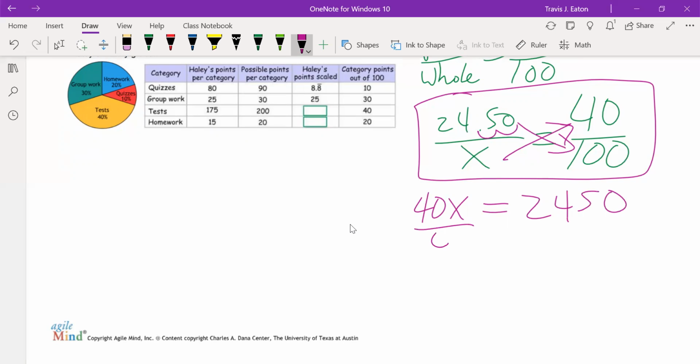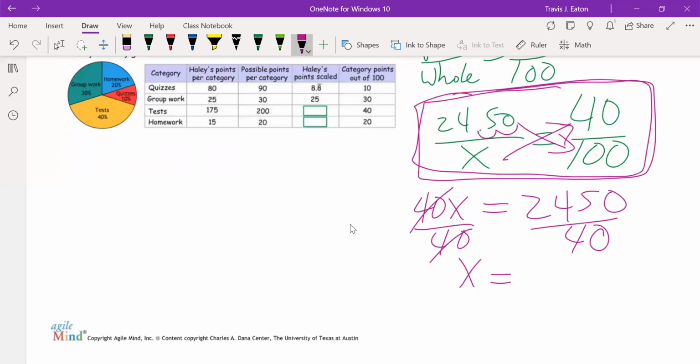Now, all I have to do is divide by 40 on both sides. But it's very important to make sure that you do set up your proportion correctly, or all is lost. So 40 divided by 40, those cancel each other out and make X. 2,450 divided by 40 is 61.25. So that tells us that the original price, X, would have been $61.25.